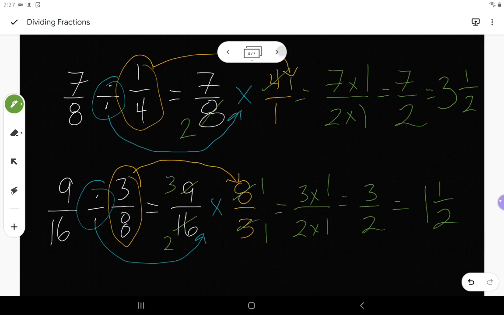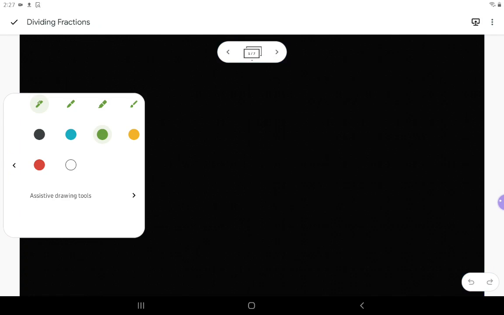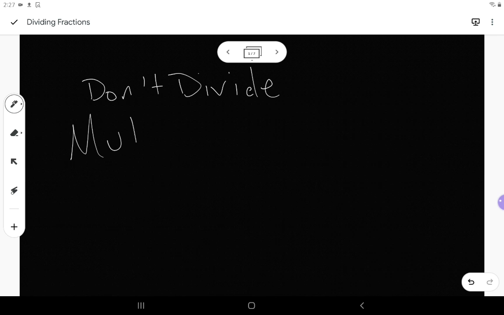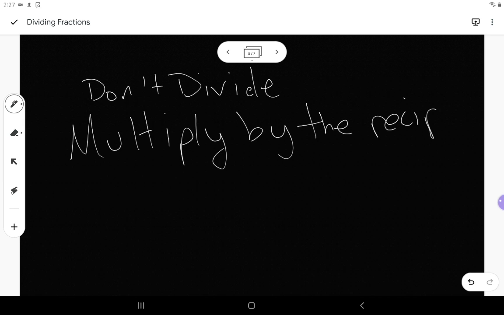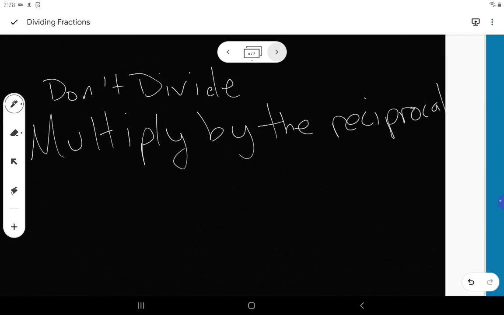Okay? So what we are doing each time is, my steps for dividing really would be: don't divide. Multiply by the reciprocal instead. Okay? And that's really our rule for dividing. Don't divide, multiply by the reciprocal instead. Okay, so let's do another one. We'll see how fast we can go.